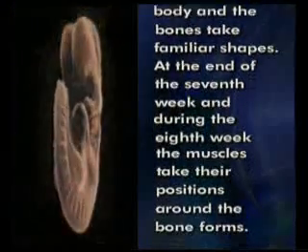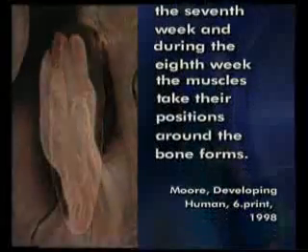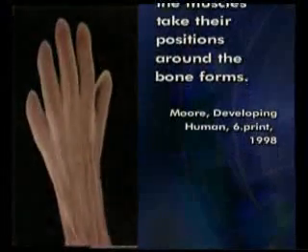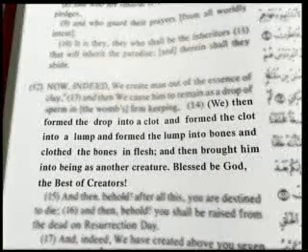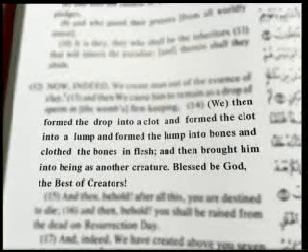This event is described in a scientific publication with the following words. During the 7th week, the skeleton begins to spread throughout the body, and the bones take their familiar shapes. At the end of the 7th week, and during the 8th week, the muscles take their positions around the bone forms.